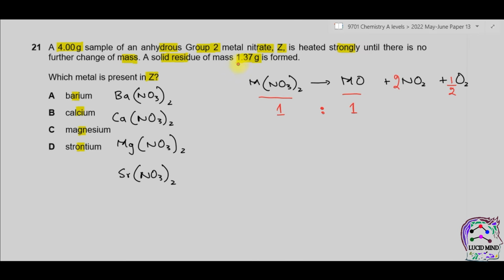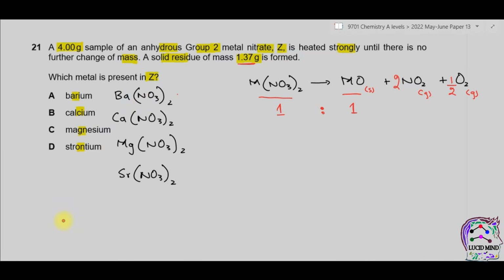So let's see, 1.37 grams of solid residue. This part is solid, this part is gas, this part is gas. So we can see only metal oxide. This mass is given for metal oxide. Let's find the number of moles for each of them. So let's start from the first one. A 4 gram sample of this one. So if it is 4 grams, let's find the number of moles.